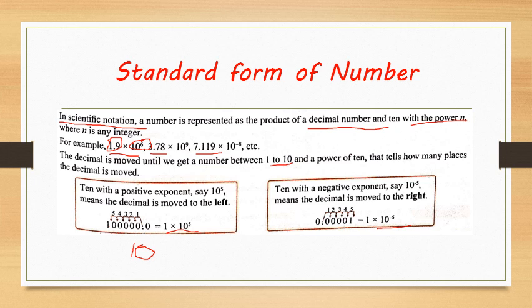0.00001. Then what do we have to do now? We have to move this decimal to the right of 1. So how many places does it move? It moves again 5 places, but towards the right. So when it moves towards the right, the power will be negative. So this is the way we are going to convert any number into standard form.